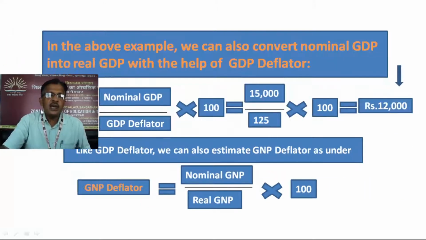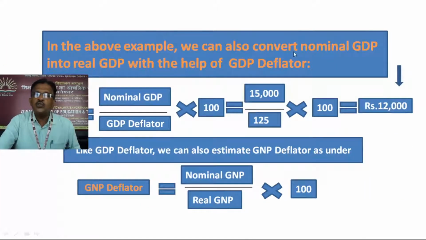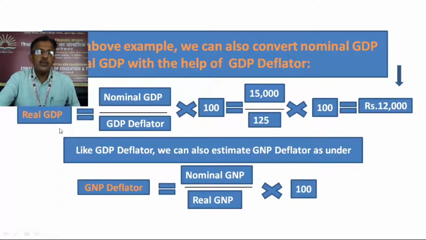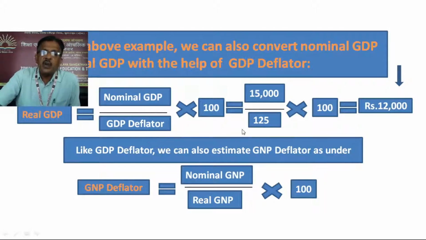Like that, in the above example, we can also convert nominal GDP into real GDP with the help of GDP deflator. So real GDP is equal to nominal GDP divided by GDP deflator, multiplied by 100. So 15,000 is the nominal GDP, and the GDP deflator we have found is 125. So it should be multiplied with 100. So it is rupees 12,000.